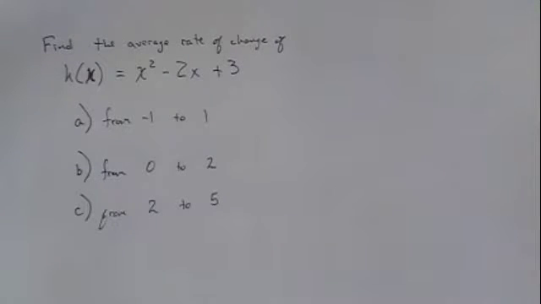So if we have h of x equal to x squared minus 2x plus 3, let's find the average rate of change from -1 to 1. Let's also find the average rate of change from 0 to 2, and then find the average rate of change from 2 to 5. Now remember, these are our x values. We need to find our y values, or what the function is, h of x, when we plug these values in. So you need to first find your points, then we would find change in y over change in x.